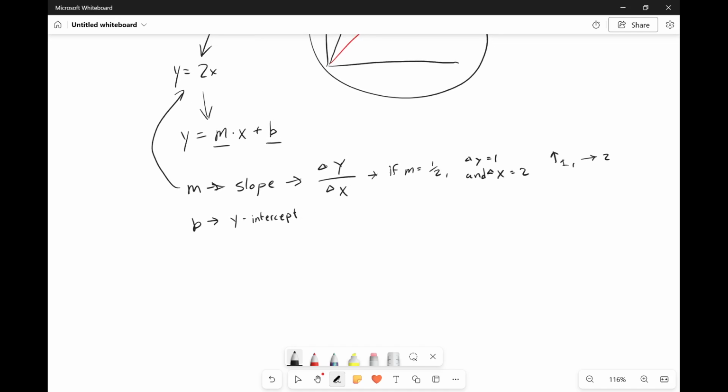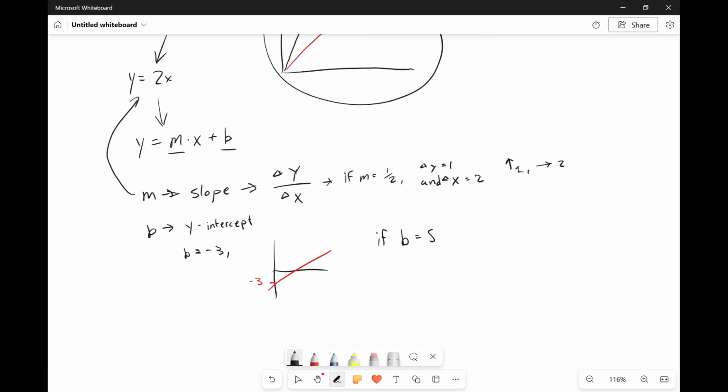So if our b was negative, say b equals -3, the line would look like this. It would start 3 units lower at -3. If b was, say, 5, then our function would start up here, y equals 5.